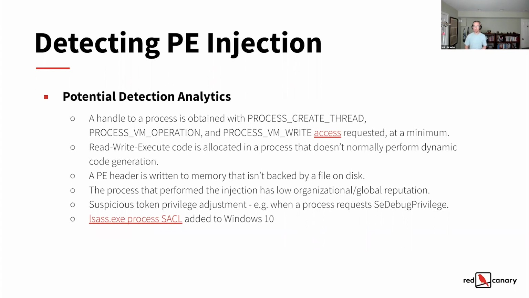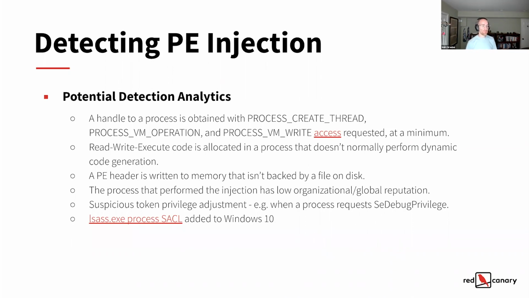Another heuristic could be that RWX, or read, write, execute code, is allocated in a process that doesn't normally perform dynamic code generation. It's not super common, but if an attacker can abuse APIs, then legitimate developers are going to abuse those same APIs, and they may be naive to the proper way of doing things. So I certainly would expect some false positives to come about using this heuristic, but that's also okay.